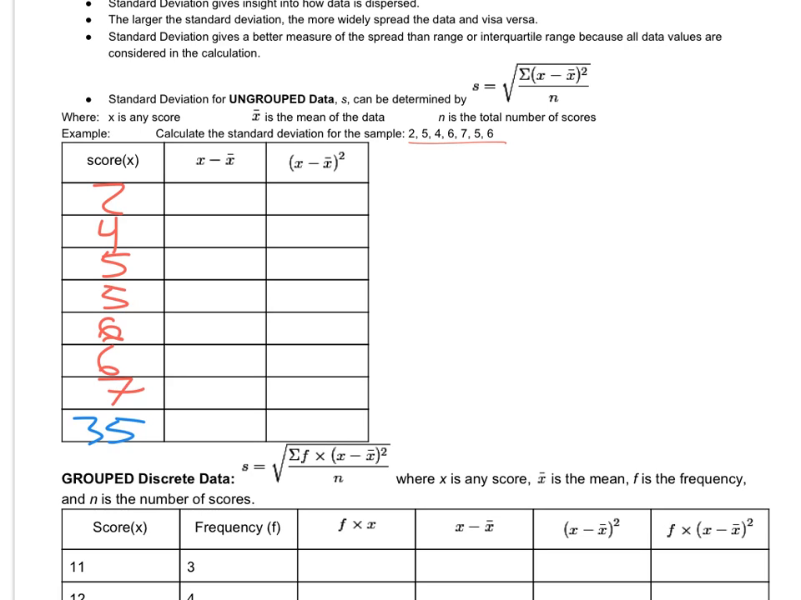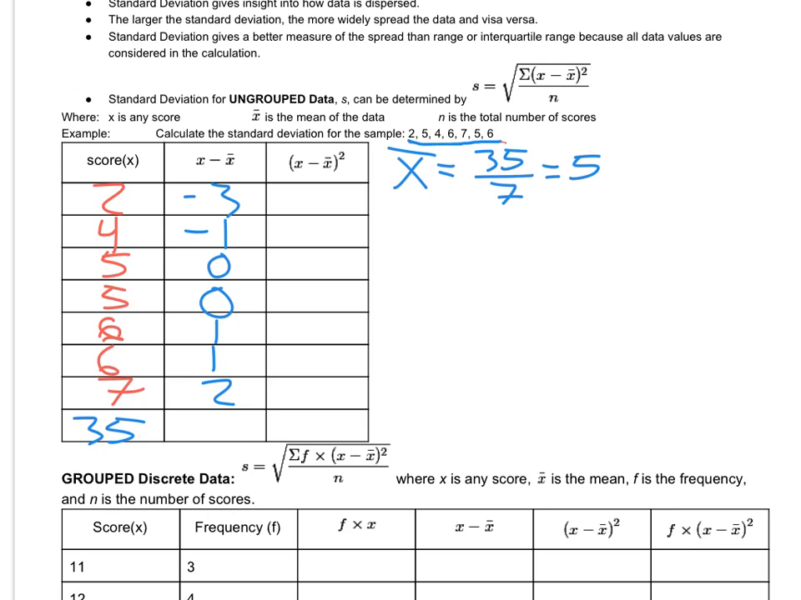Now I want to find x bar, because in order to do x minus x bar, I have to know what x bar is. The mean, or x bar, is all those numbers added together, the 2, 5, 4, 6, 7, 5, 6, which we said was 35, divided by the total number of points in the data, which is 7. So the mean here ends up being 5. Then for x minus x bar, I take every one of those numbers and subtract 5 from it. So 2 minus 5 is negative 3, 4 minus 5 is negative 1, and then we'll get 0, 0, 1, 1, 2.